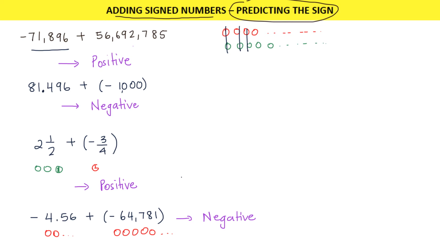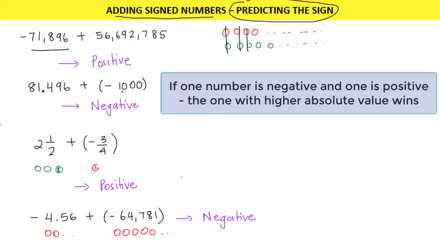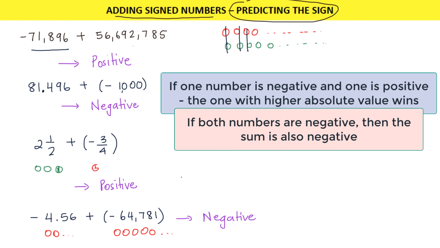Basically, when you are predicting the sign, if one number is negative and one number is positive, then whichever number has the highest absolute value, that number wins, and your answer will have the sign of the number that has a higher absolute value. And if both numbers are negative, then your sum will also be negative.